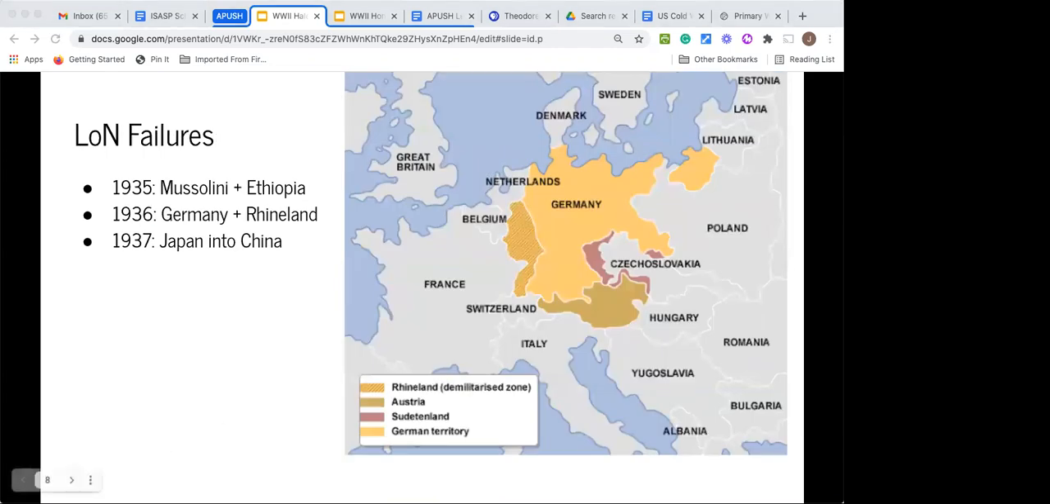So then the League of Nations failures. Obviously, with the League of Nations not reacting to Japan's invasion of Manchuria in 1931, they don't react when you have the rape of Nanking in 1937. And so the League of Nations is crumbling on itself because it's not able to enforce any of its peacekeeping duties. In 1935 specifically, Mussolini goes into Ethiopia.